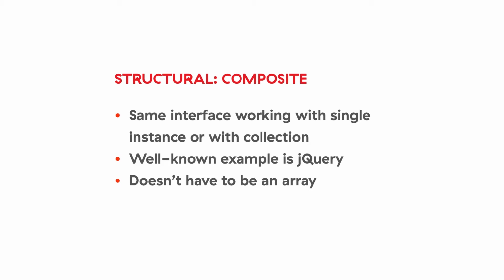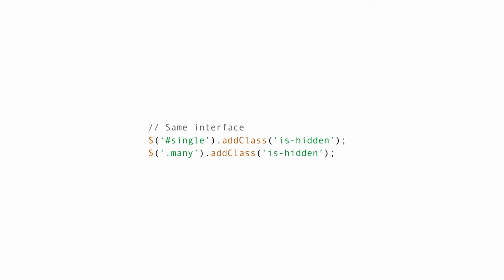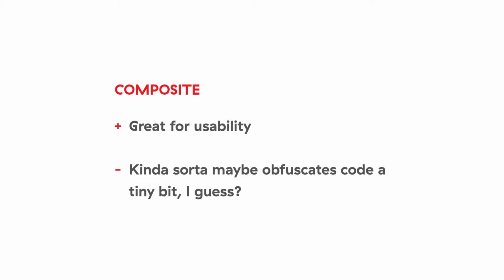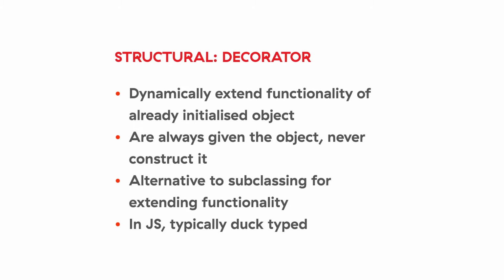And the common example of this is in jQuery. Most operations work regardless if you select a single element or many elements. You, as a programmer, don't have to worry about this in most cases. It just works. And this is great for usability. And the only complaint I can think about is that it makes code a bit less clear because you don't actually know how many objects you selected. But I don't think that's really an issue.